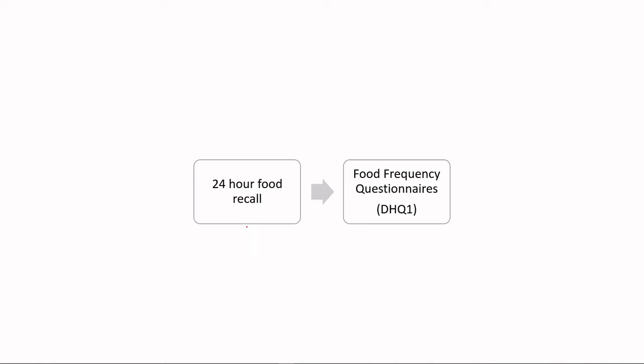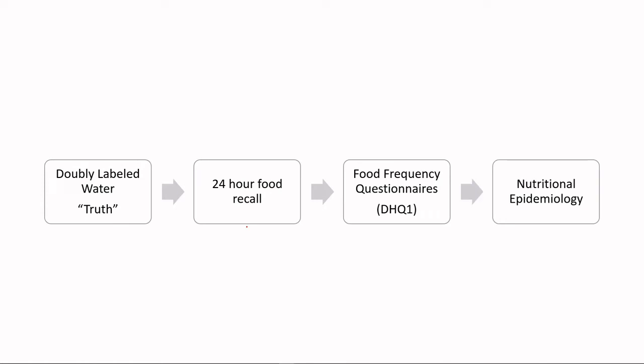Let's map out where we'll be going over the next few slides. We're going to be looking at the validation study of the DHQ food frequency questionnaire against the 24-hour food recall. That'll be the first study on the next slide. Next, we'll look at one additional study that validates both the 24-hour food recall and the food frequency questionnaire against doubly labeled water, which is the gold standard for measuring total energy expenditure. We'll talk more about that when we get to that slide. Finally, we'll look at how researchers use this data to publish research articles.